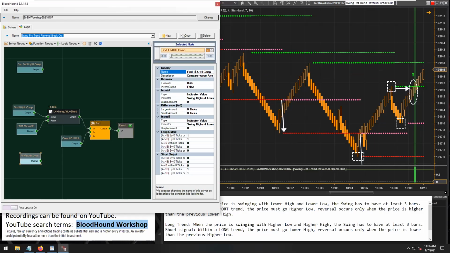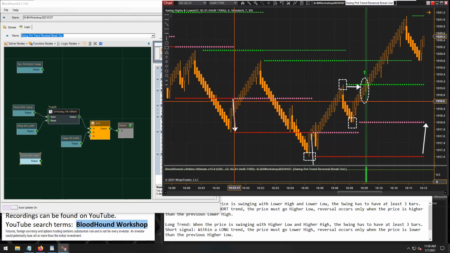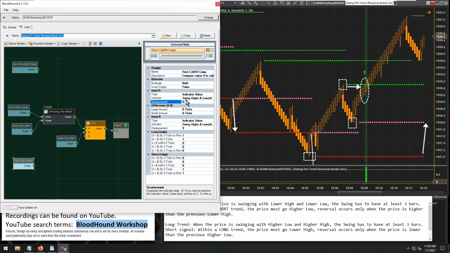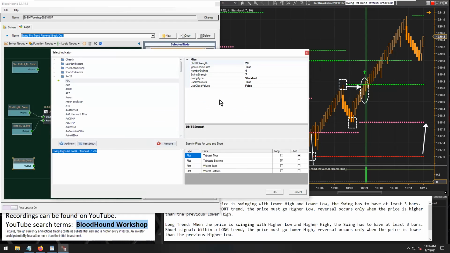And again, lower lows are going to output a long. It's going to be a long output because remember, a long signal requires lower lows. So this solver is going to generate a long output when lower lows are detected. So let's open up these indicators and make sure our plots are correct.